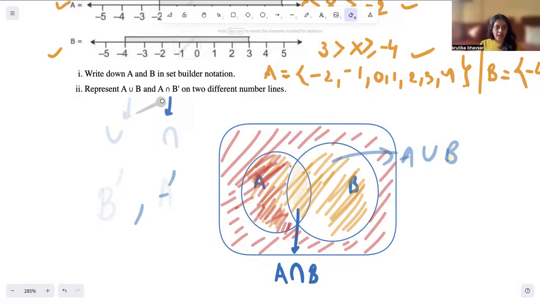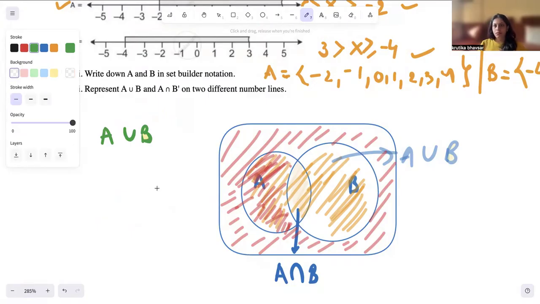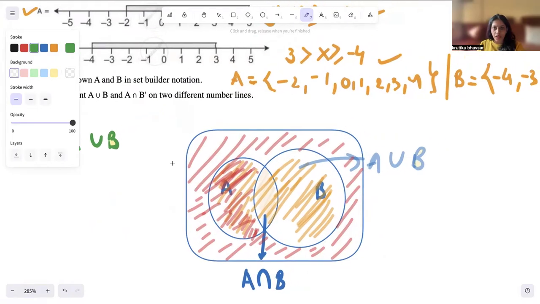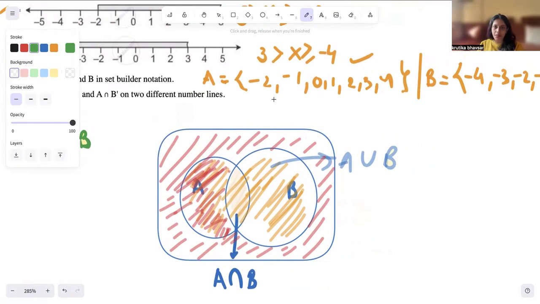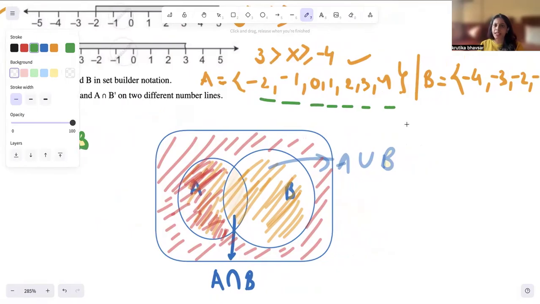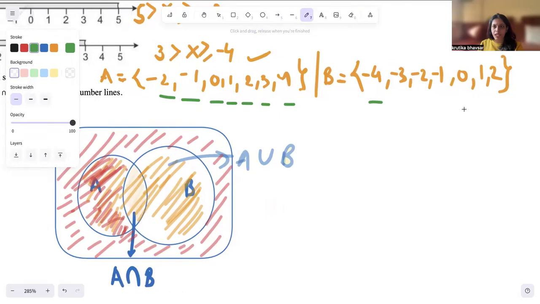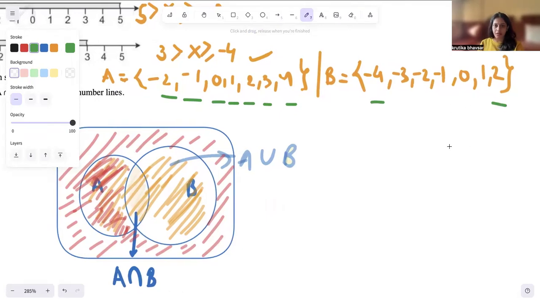Let's go towards our first question. And the first question is A union B. That means all the values of A and B. Let's see. What all values is A taking? It is taking -2, -1, 0, 1, 2, 3, 4. So from -2 to 4, all the values. And what about B? From -4 to 2, all the values.